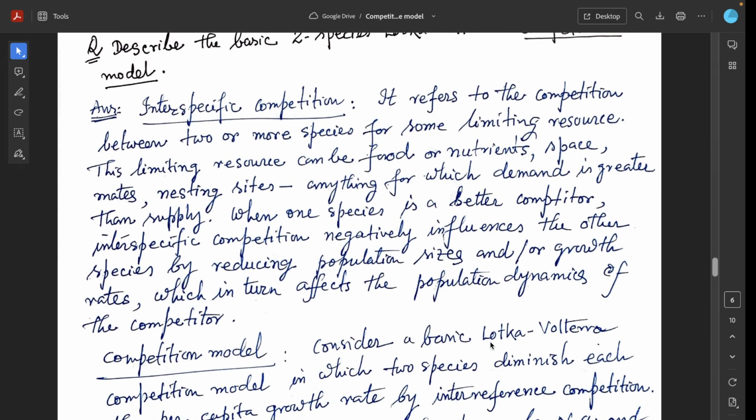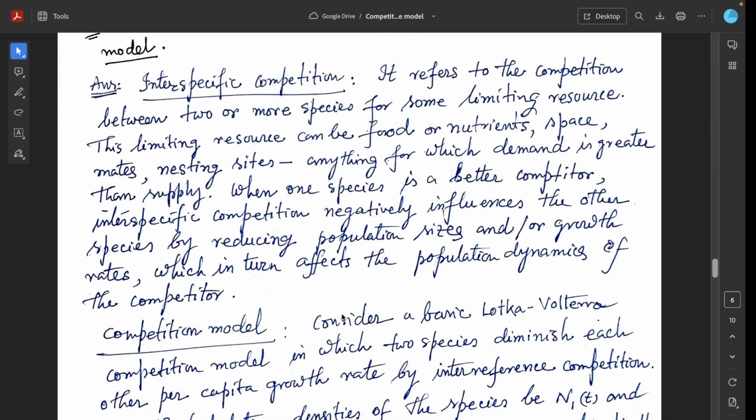interspecific competition. What is interspecific competition? It refers to the competition between two or more species for some limiting resource. This limiting resource can be food or nutrients, space, and mates, nesting sites, anything for which demand is greater than supply.